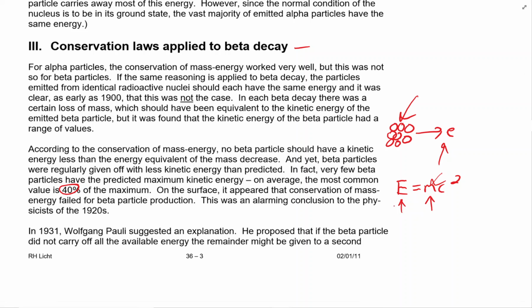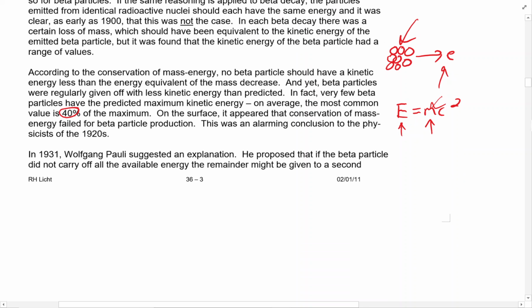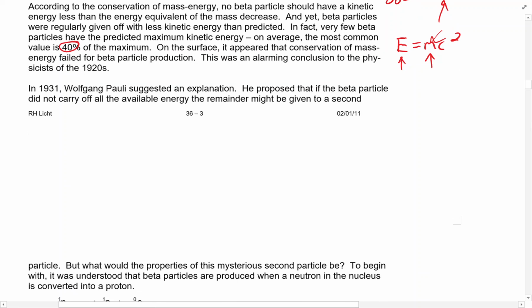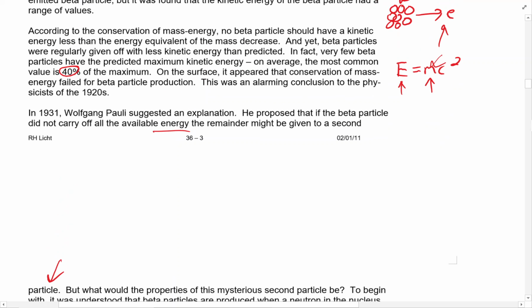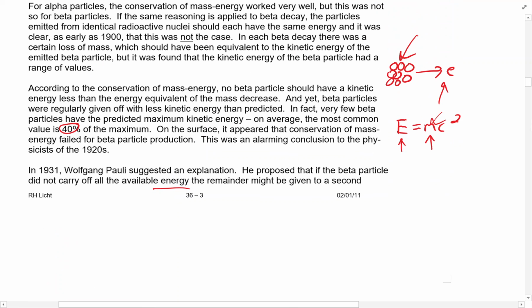So, okay. Along came a guy named Wolfgang Pauli. He's one of the founders of quantum mechanics. He suggested an explanation. He proposed that if the beta particle did not carry off all the available energy, the remainder must be given to a second particle. So just think about that for a second. That's weird. He's just like, well, I really like this whole conservation of energy thing, because we have a lot of reason to believe it's true.